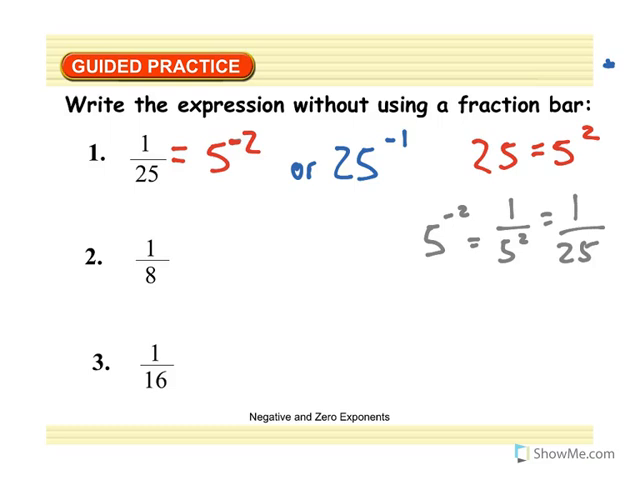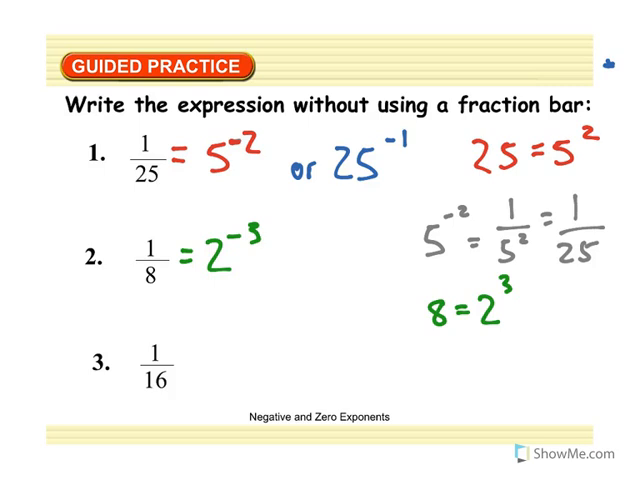Let's look at the second, right? 1/8. But what do I know about 8? Well, the only way I can write 8 as a power with integers is 2 to the 3rd, other than 8 to the 1st, obviously. So if 8 is equal to 2 to the 3rd, then 1/8 should be 2 to the negative 3rd, right? That would give us 1 divided by 2 to the 3rd, which is 1/8.